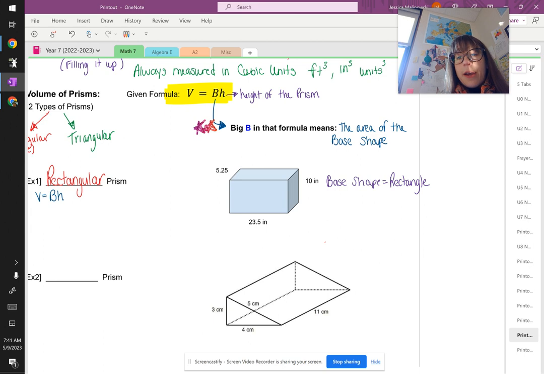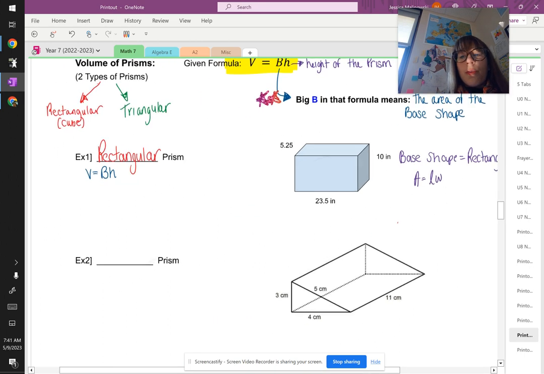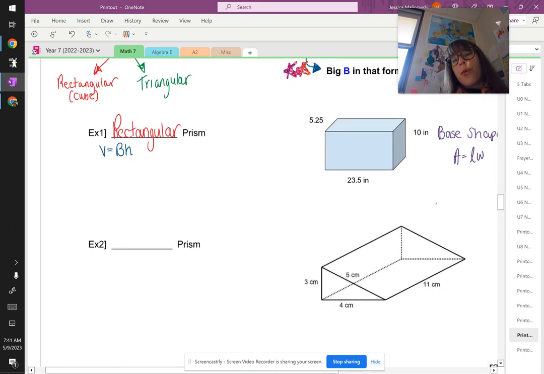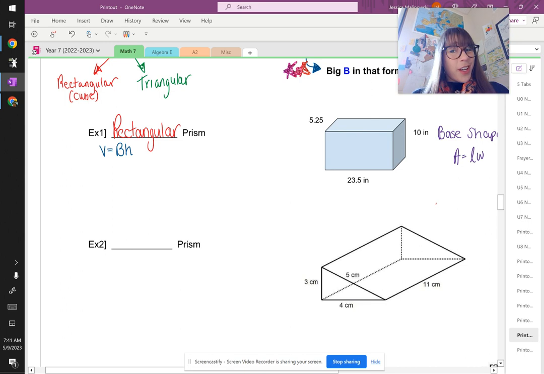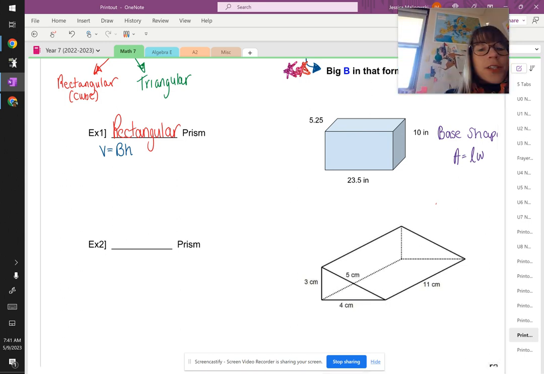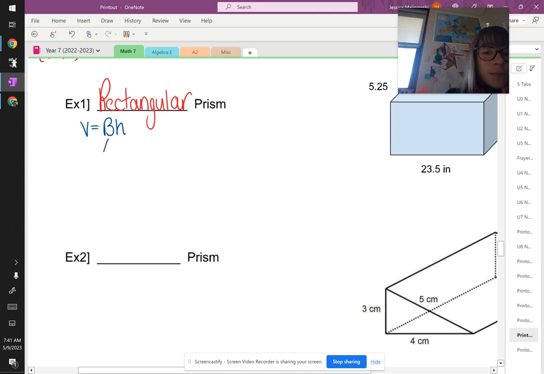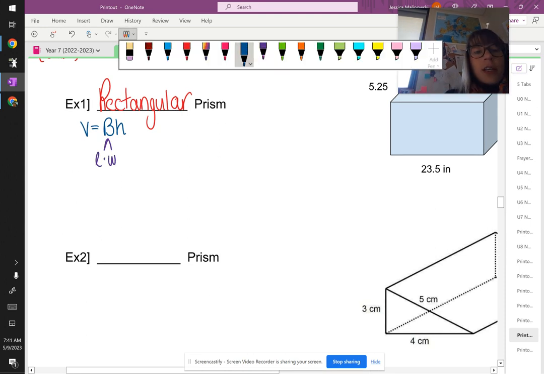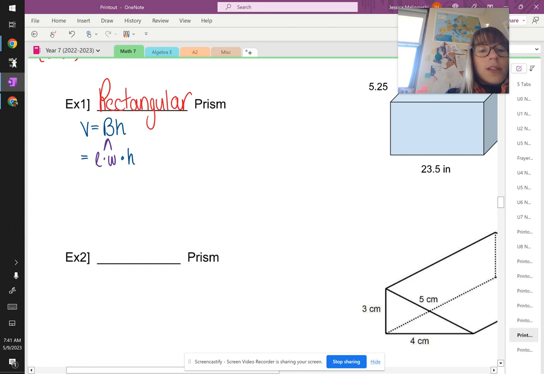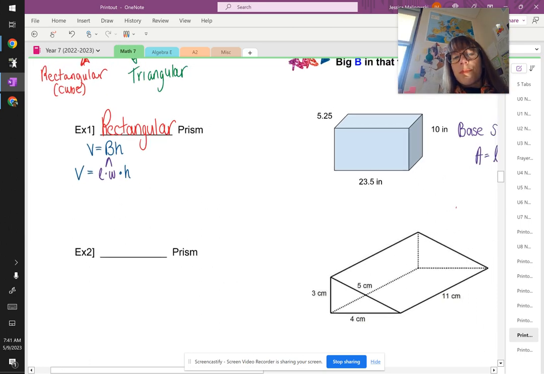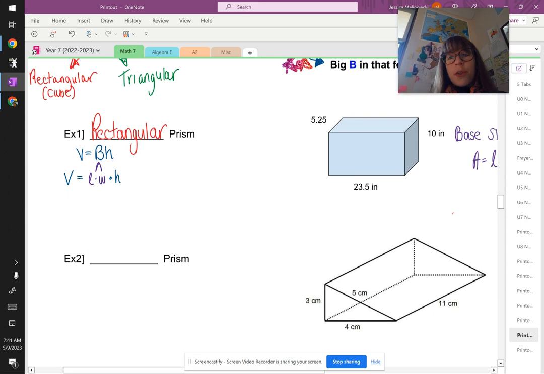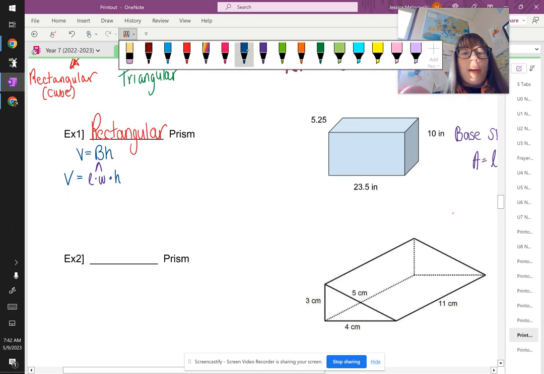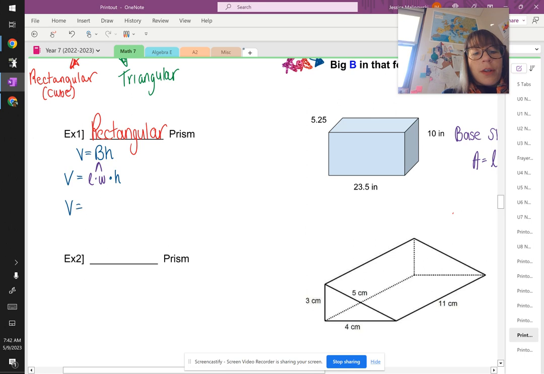And how do I find the area of a rectangle? Area of a rectangle is length times width or base times height, whichever one you're going with. So that means I'm going to use length times width so I don't get confused with base times height times height. So when you're using your big B, in for big B, you're putting length times width. It's still going to be multiplied by that height, and it's still equaling volume. Which you guys know, you're familiar with that volume formula of length times width times height. This isn't a very brand new thing for you.